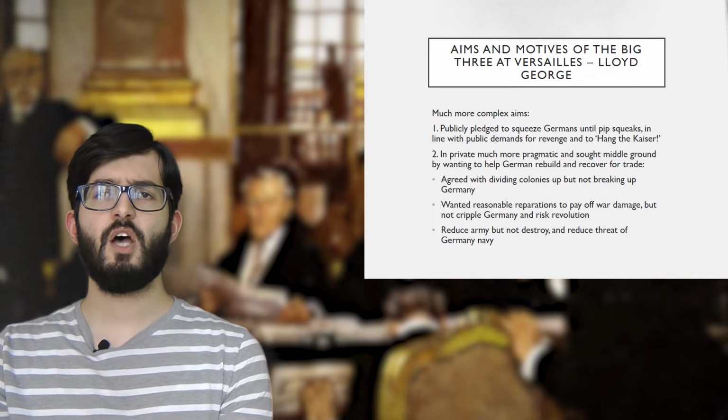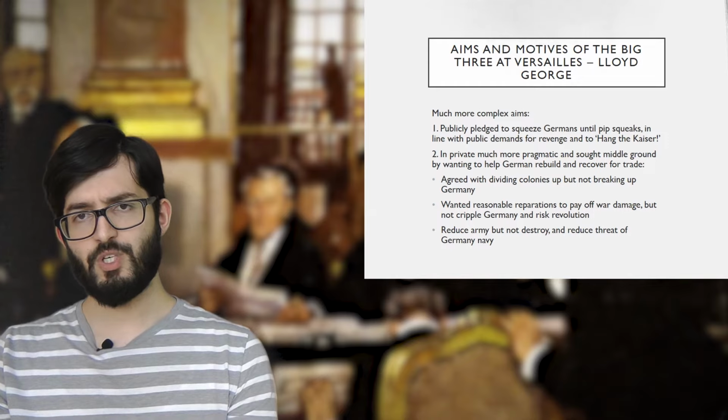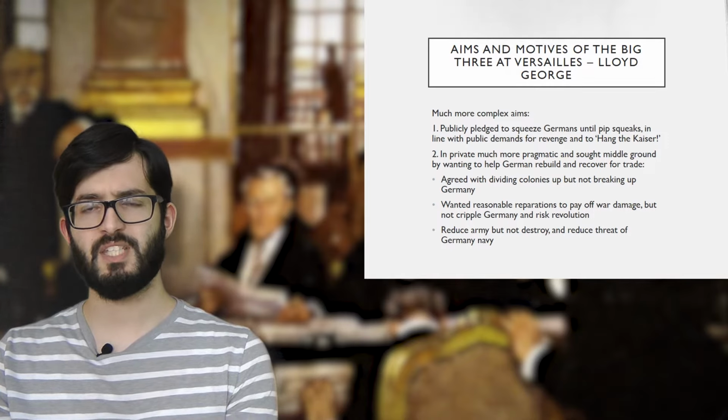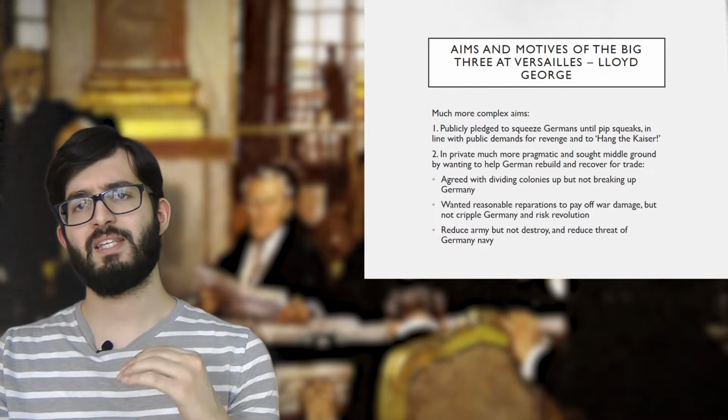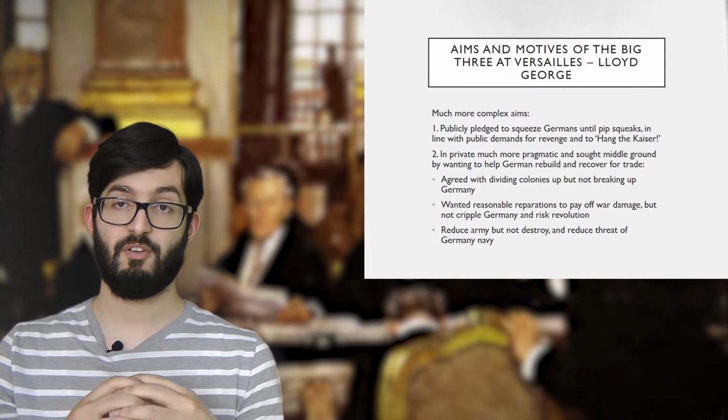And so we see terms that are similar to France, but much more moderated in nature. So they first of all wish to agree alongside the French to divide up German colonies, but at the same time, they don't want to break up Germany as a state. So the actual colonies Germany has in the empire can be divided between Britain and France.